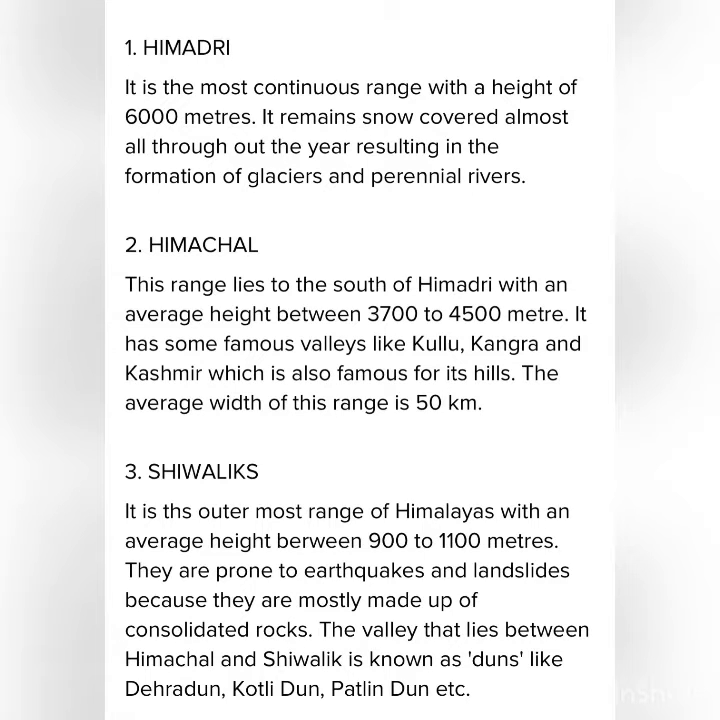It is the most continuous range with a height of 6,000 meters. It remains snow covered almost all throughout the year, resulting in formation of glaciers and perennial rivers. Children, perennial rivers are the rivers which have water throughout the year. These kinds of rivers are known as perennial rivers.